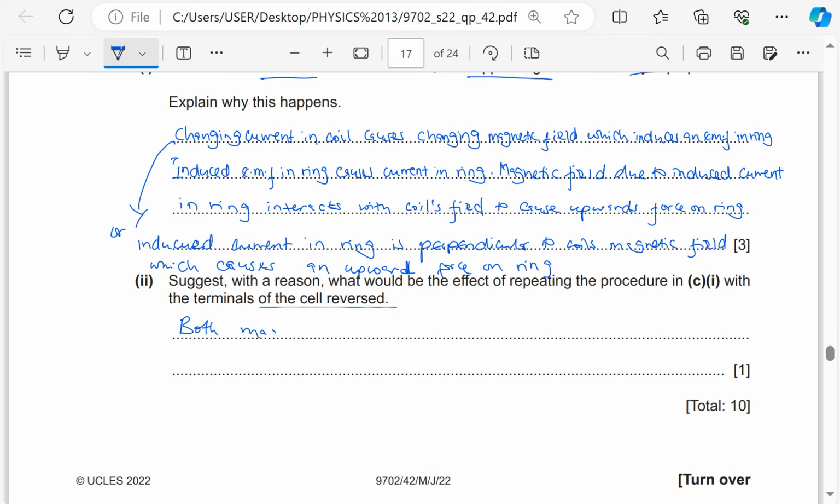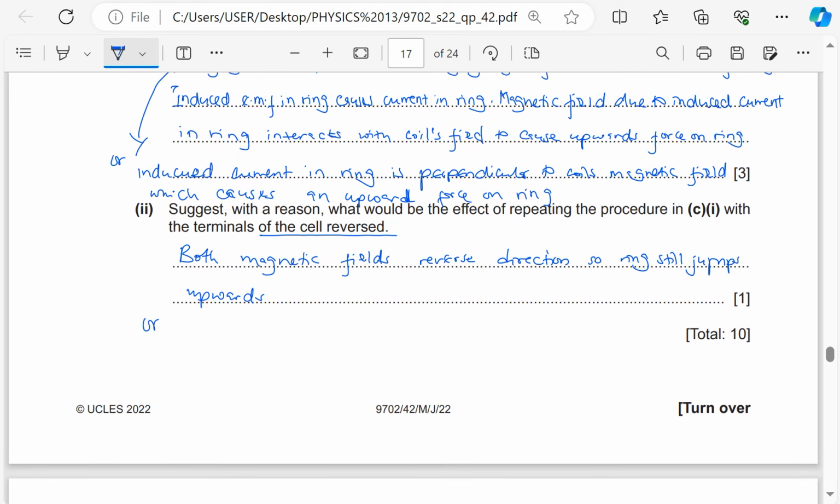So I'll simply say both magnetic fields reverse direction, so the ring still jumps upwards. The ring will still jump upwards because it will still experience an upward force. The force is just repulsive.